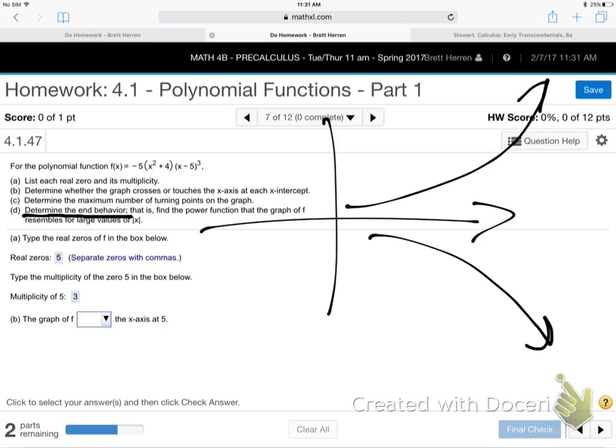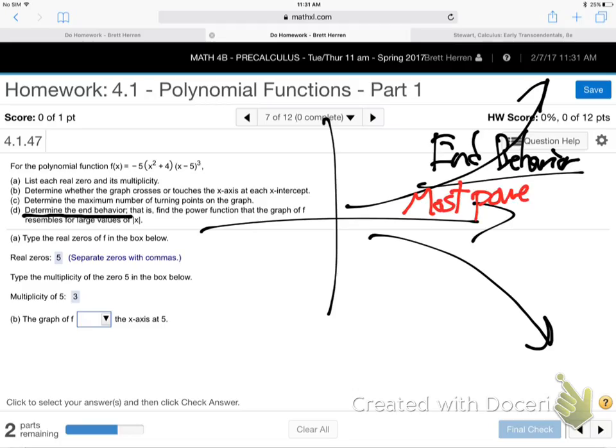It's called end behavior. In the end, off to the right, because that's the end, what will it do? That is always determined by what? The most powerful term. The most powerful term will tell the story.